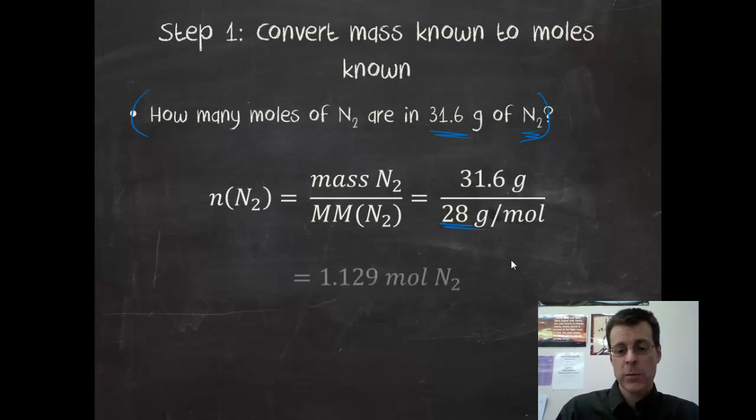Mass divided by molar mass, and we get 1.129 moles of nitrogen. Now we've talked about rounding already. I'm carrying along a few extra decimal places, and that's okay. So we're done with figuring out how many moles we've got. Now, of course, there's other things going on.